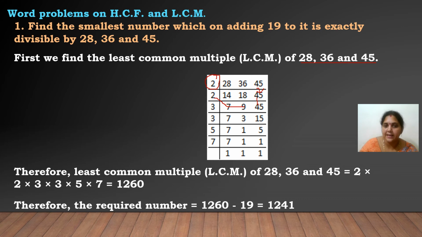So keep 7 like that only. We'll check the remaining two numbers, 9 and 45. So 7 will not go. Write 7 like that only. 3 3s are 9 and 3 15s are 45. You will be writing 7 as it is down.